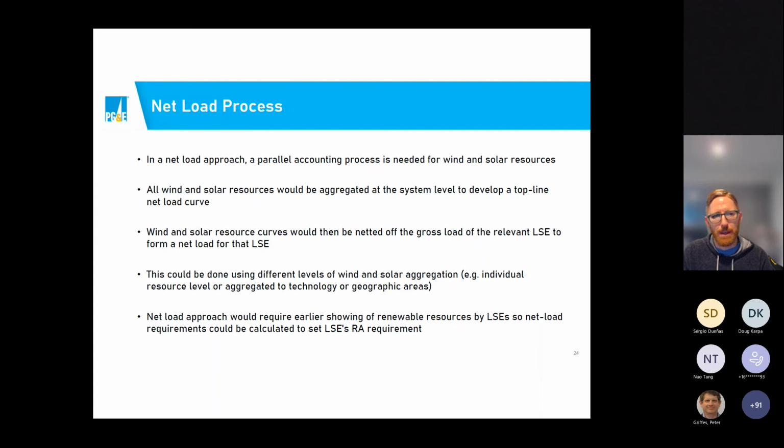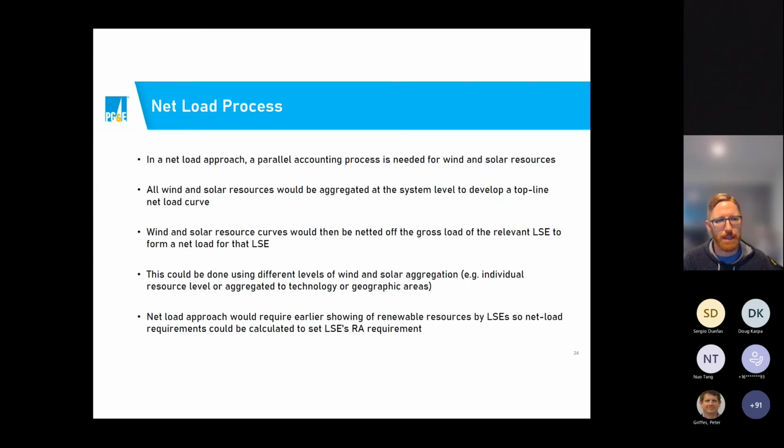Another point here is that we believe this could be done at different levels of aggregation for wind and solar. We've talked about different levels before. You could go down to the individual resource level. You could have some kind of aggregated technology level, and then also some kind of aggregated geographic level, for instance, for wind.